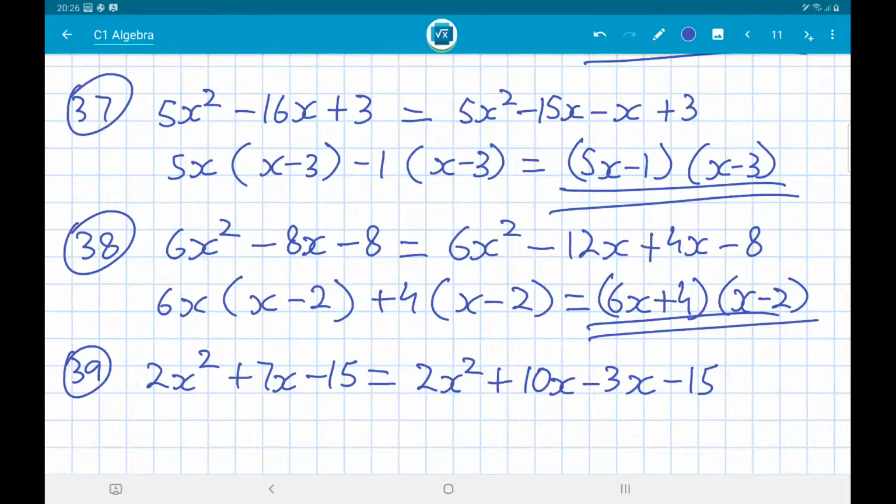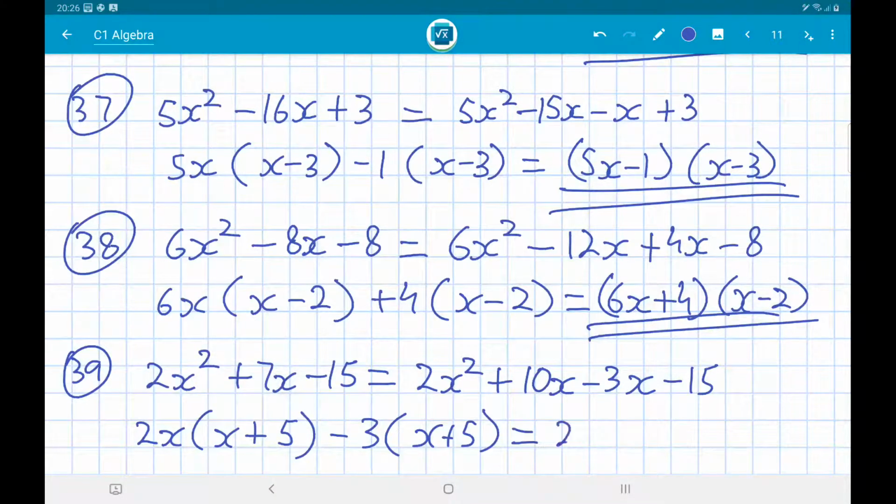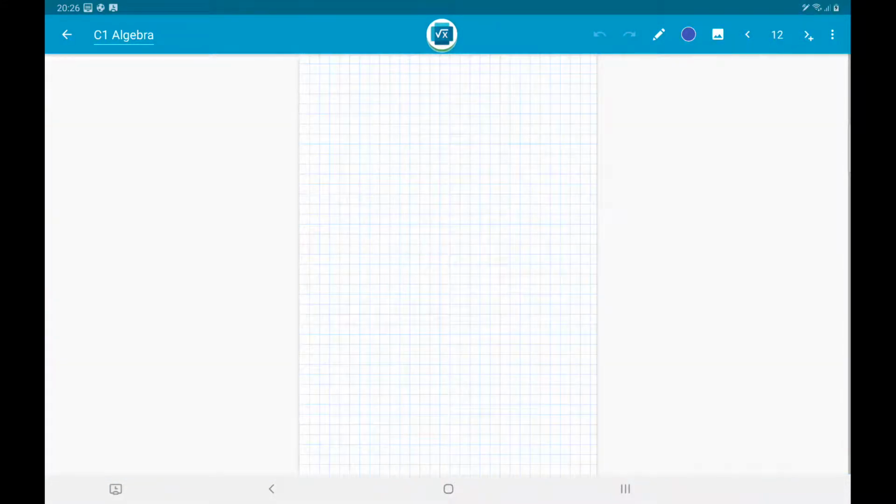Alright, so we take out a 2x over there, and we get x plus 5. We take out a minus 3 on this side, we get x plus 5 on the other side. So that would give you 2x minus 3 with x plus 5 as the common factor. And that's final.